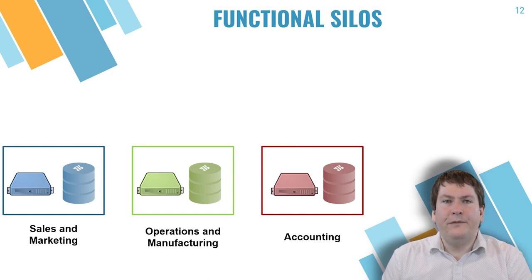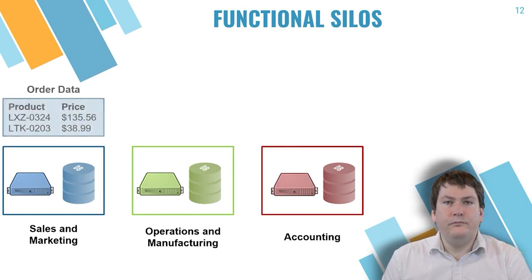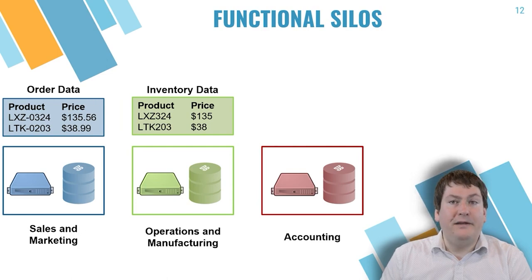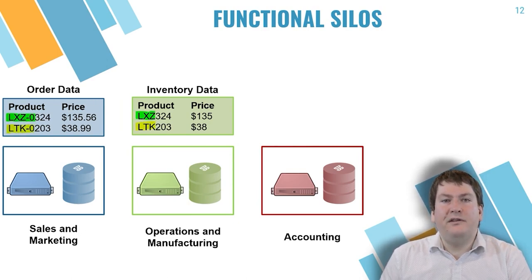So let's say we just got an order, and it was processed by our sales and marketing system. The order data has a product code and a price for each item in the order. So far, so good. But the problem starts coming in when we now look at how our operations and manufacturing system is storing the same data about our products. Each functional system has its own copy of the data, its own database, and its own software, so each may handle it differently. In this case, the operational inventory system might use a different style of product code without a dash or without a leading zero. It may also store the price as an integer, that is, a number with no decimal places. These differences would make it hard to share data between these systems unless someone was manually sitting there and correcting each order that came through.